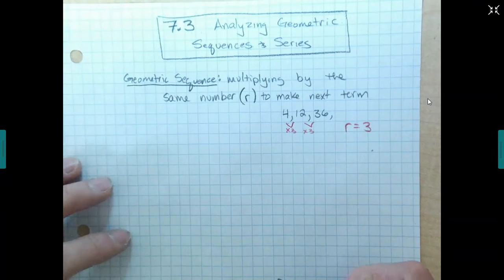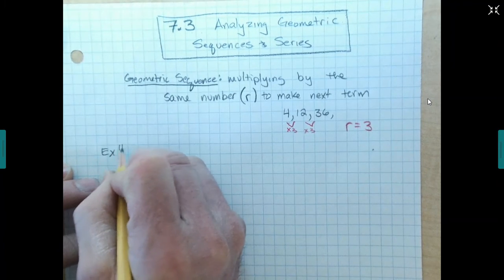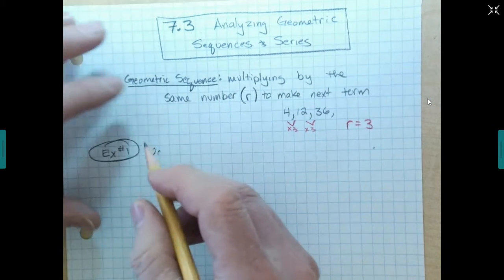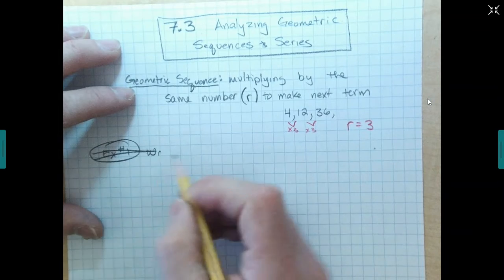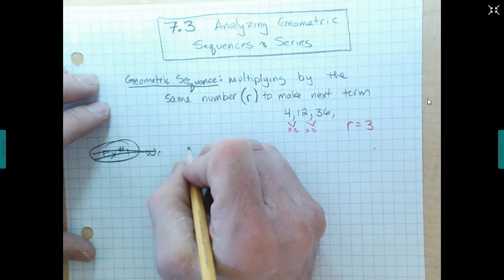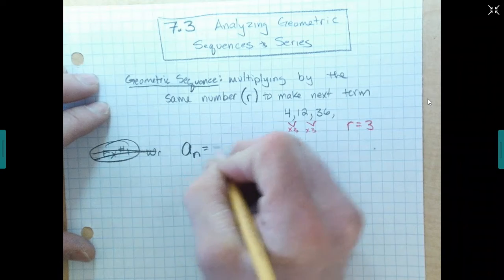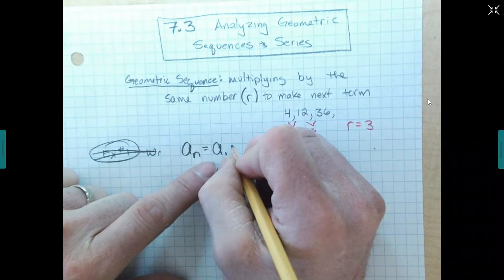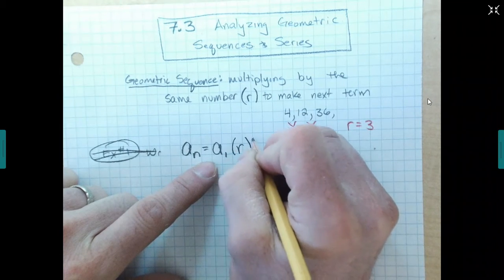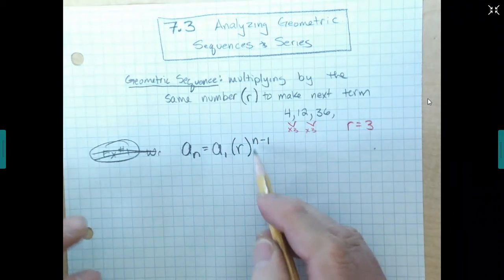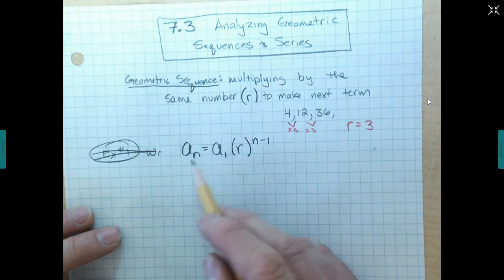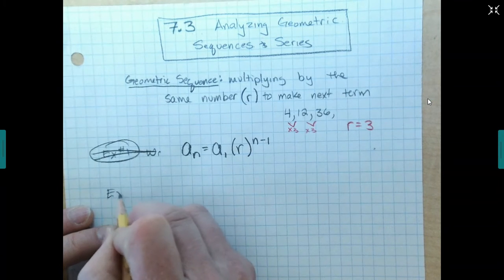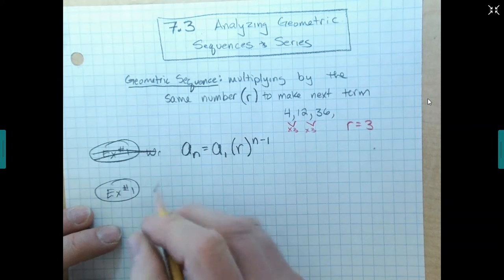All right, let's check out our first one. Actually, before we do example number 1, what is the formula for a geometric sequence? A geometric sequence is a_n equals a_1, which is your first value, times your rate, r, to the exponent n minus 1. So that's your geometric sequence formula. Now that we know that, let's see example 1.